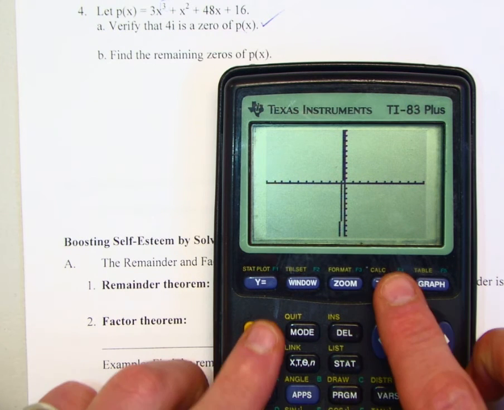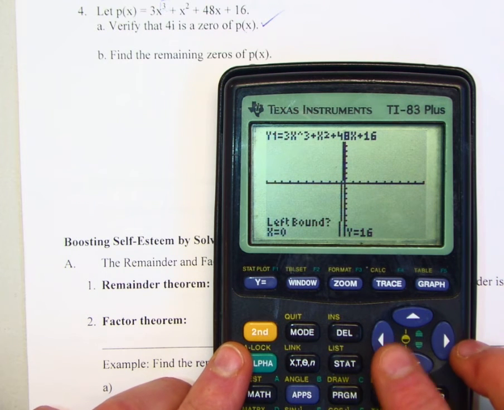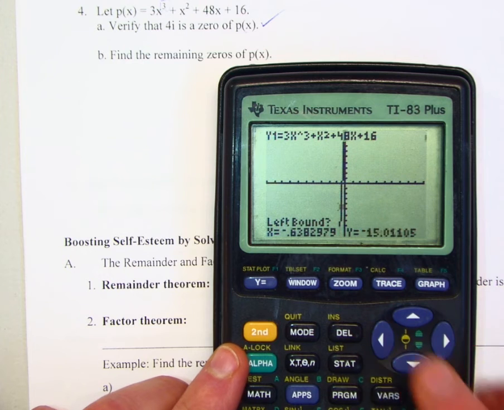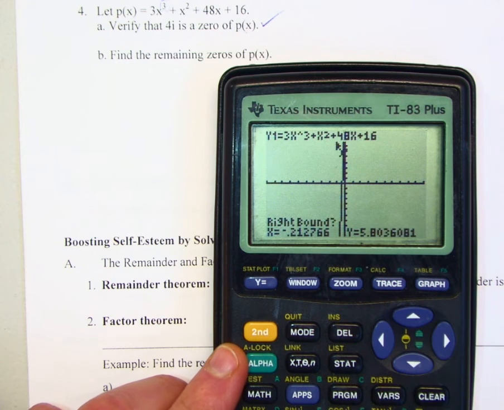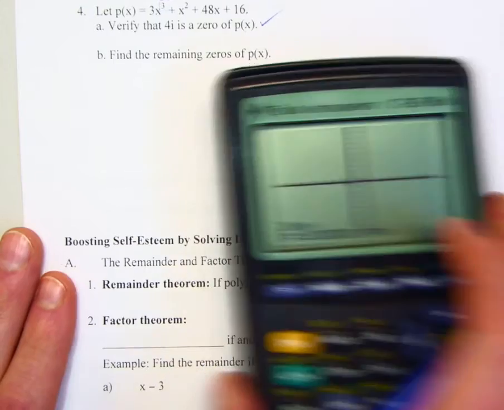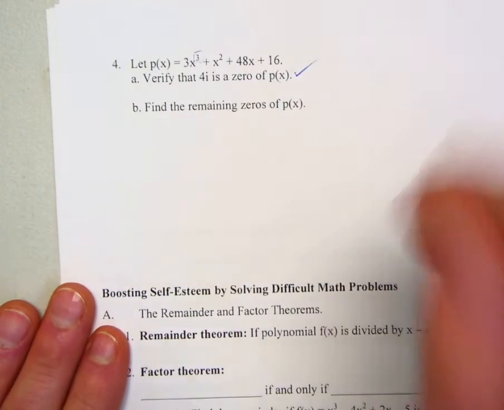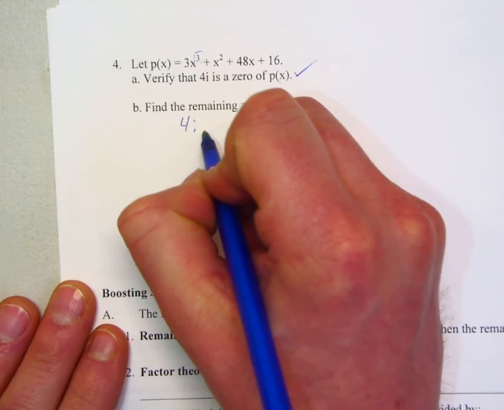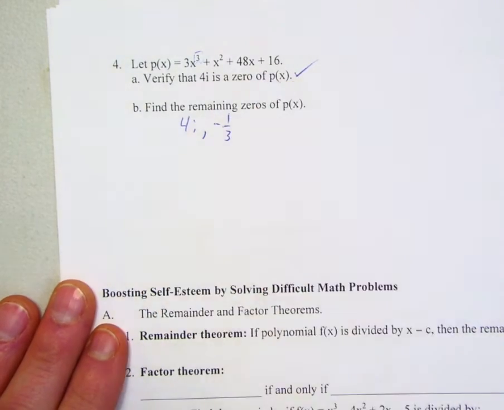So let's find it. I'm going to go second, calculate, find the 0. Go here to the left, hit enter. Go to the right, hit enter. Right there. Oh, looks like negative 1/3. So I know now if I'm looking for zeros, I have 4i. I have negative 1/3, like that.